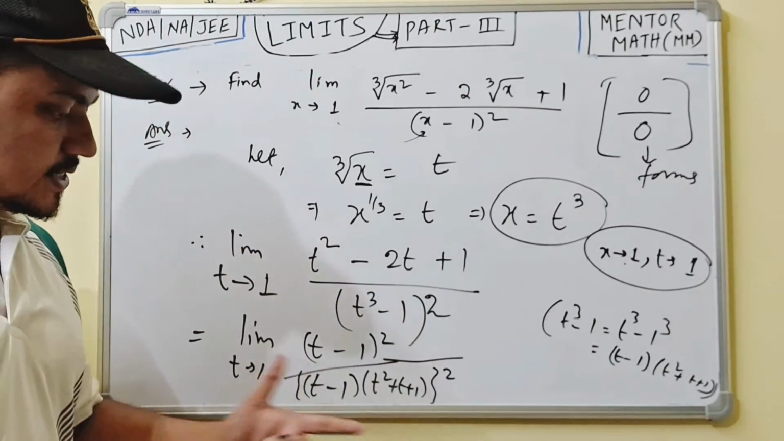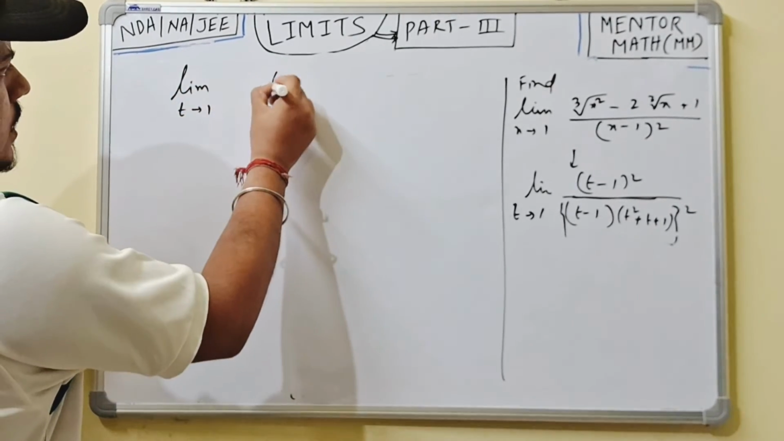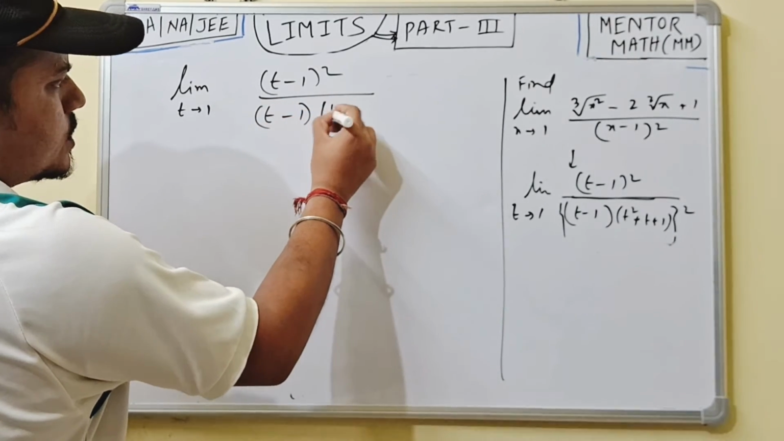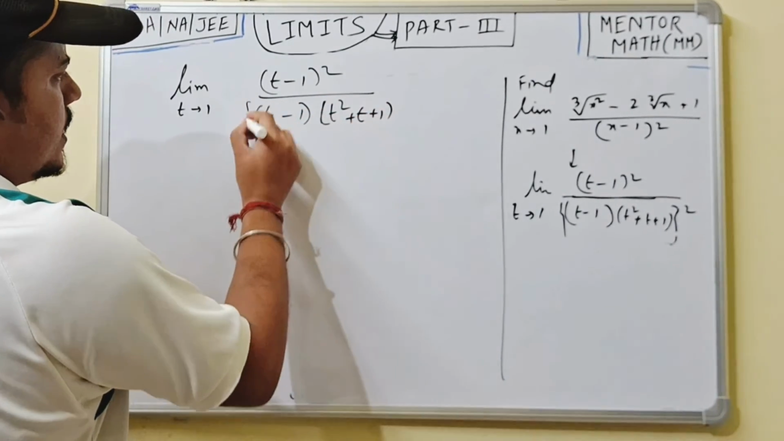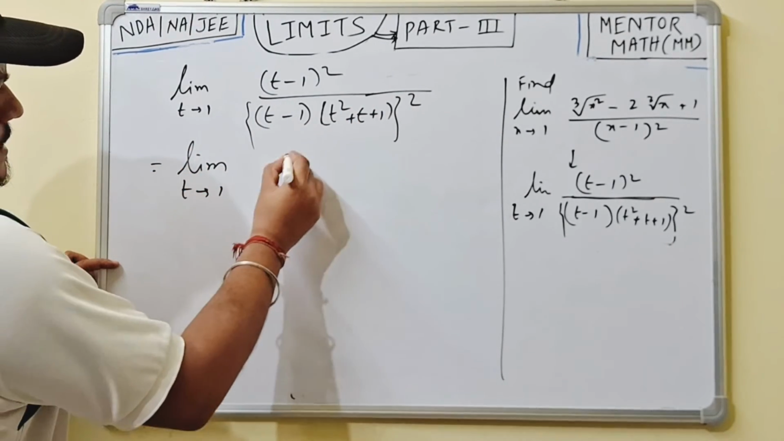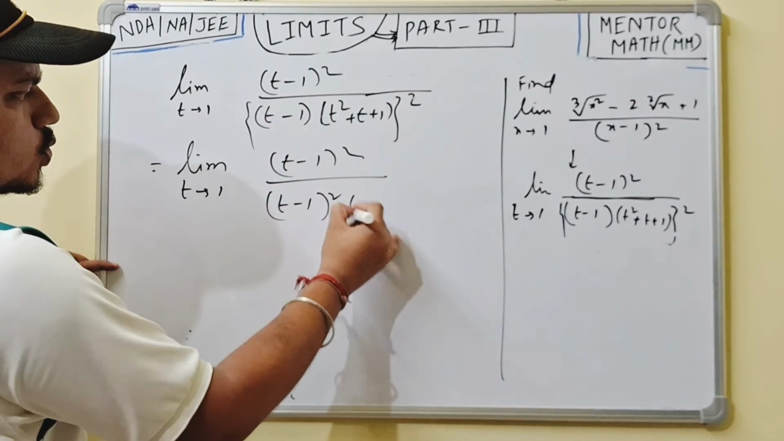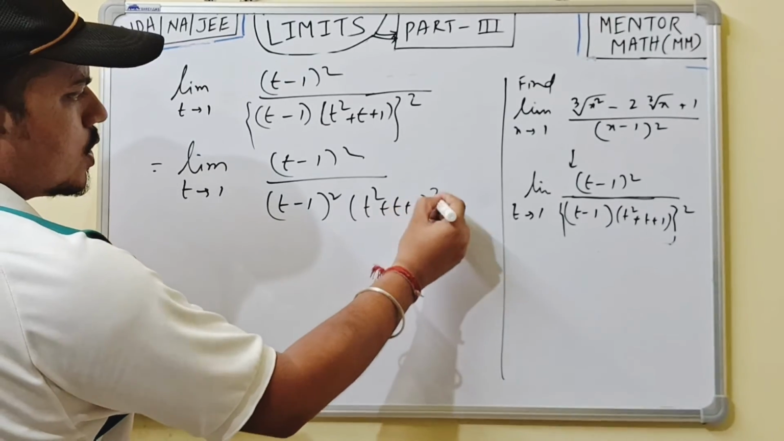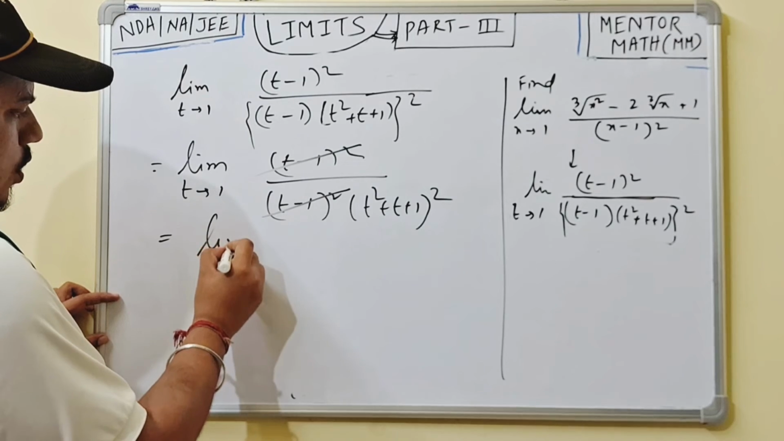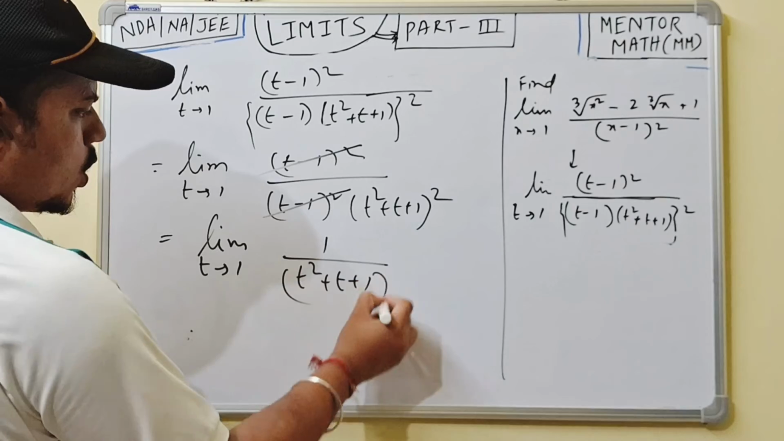Now you have the limiting form: limit t tends to 1 of t minus 1 whole square, divided by t minus 1 into t square plus t plus 1, then whole square. So you can write t minus 1 whole square by t minus 1 whole square, and t square plus t plus 1 whole square. The squares cancel. Finally you get limit t tends to 1 of 1 by t square plus t plus 1, whole square.